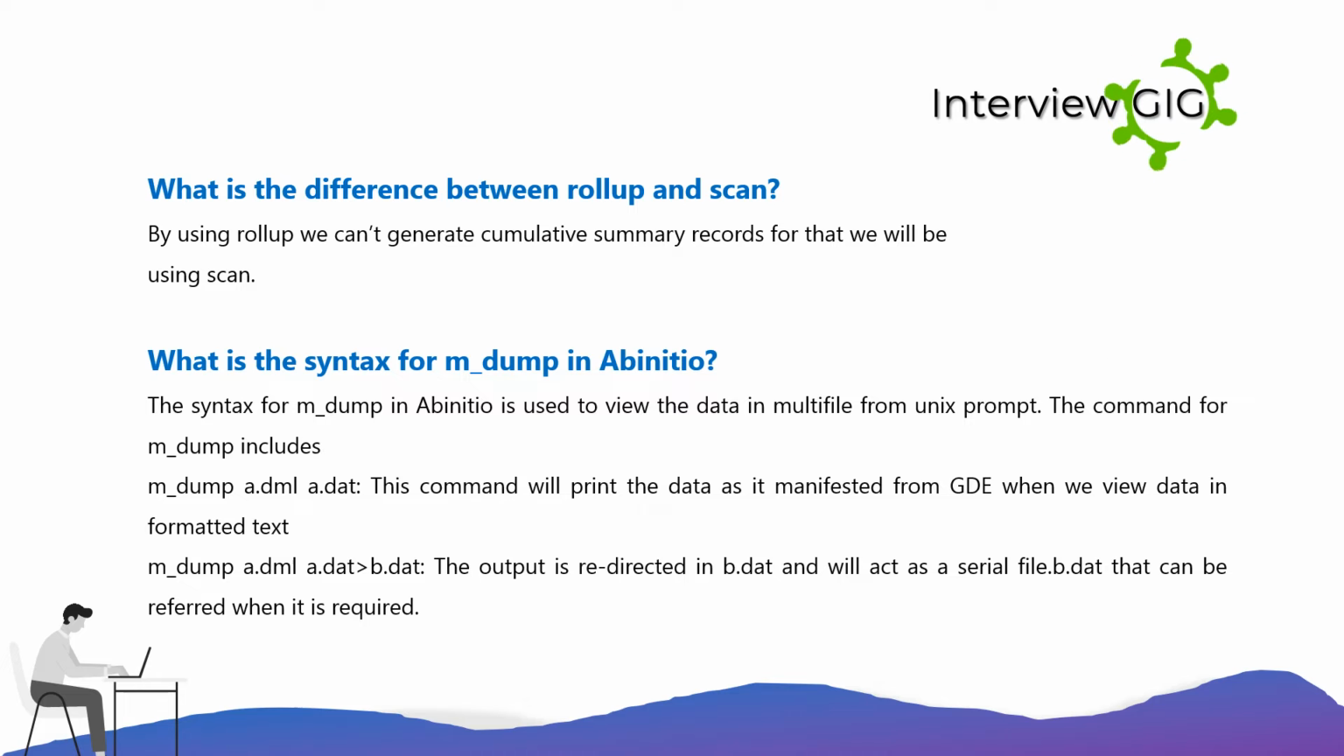What is the syntax for m_dump in Ab Initio? m_dump in Ab Initio is used to view the data in a multifile from the Unix prompt. The command for m_dump includes m_dump a.dml a.dat. This command will print the data as it is manifested from GDE when we view data in formatted text. m_dump a.dml a.dat > b.dat: the output is redirected to b.dat and will act as a serial file, b.dat, that can be referred to when it is required.